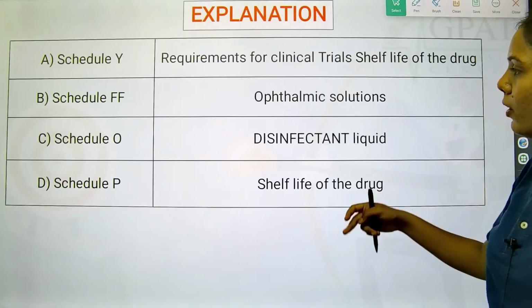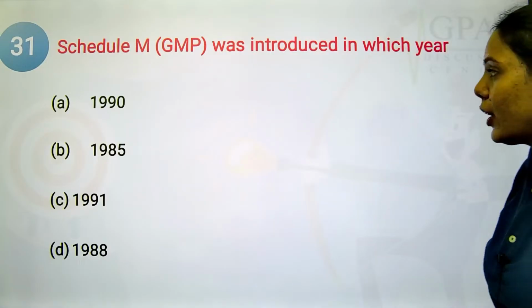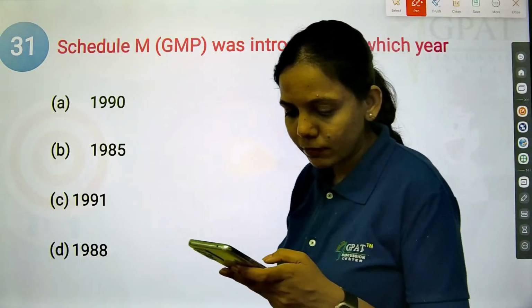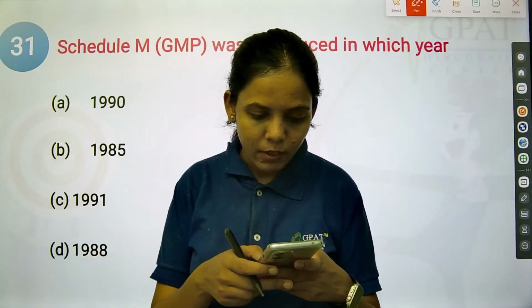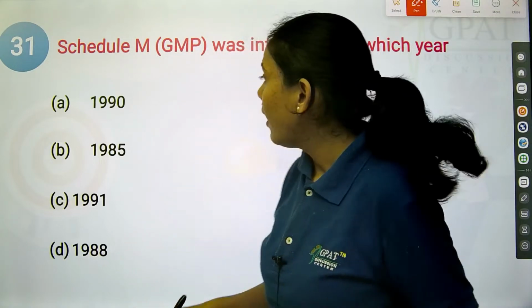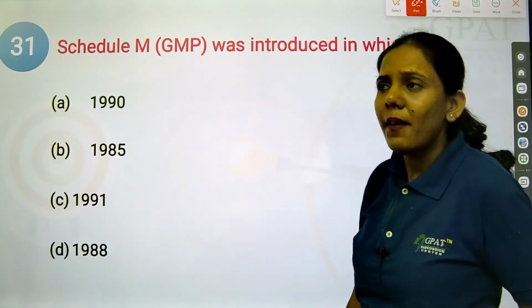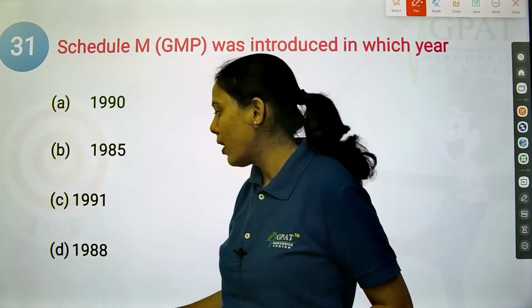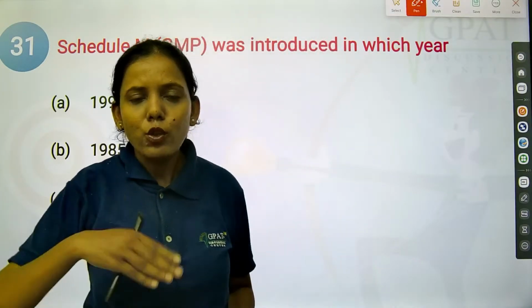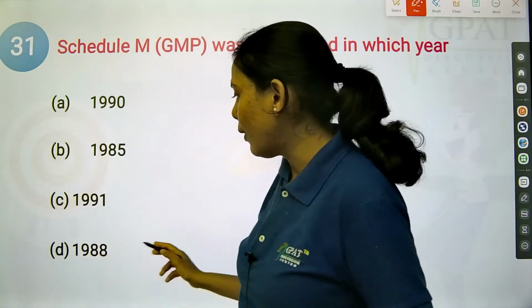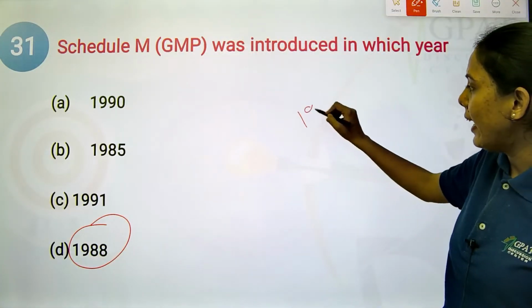Very good. I think everybody is getting it now. When was GMP introduced? In which year was GMP introduced? 1990, 1985, 1991 or 1988? This is a straightforward question. You remember, NDPS Act is 1985. So 3 years after that, you just click that one, that is GMP. So 1988 is the right answer.